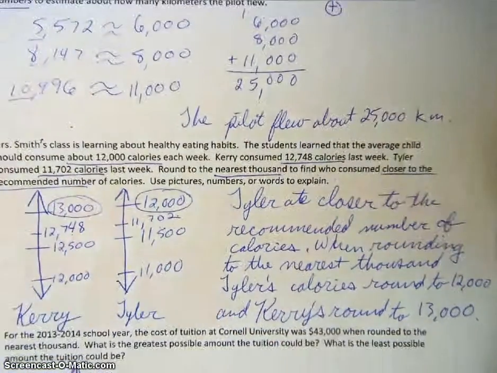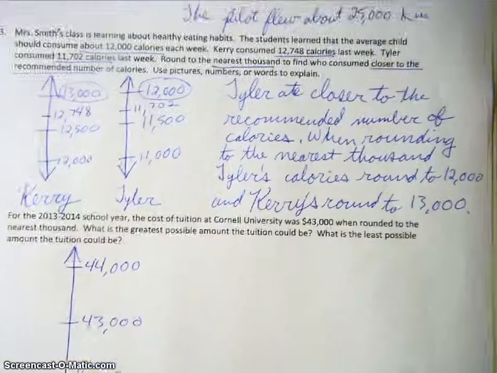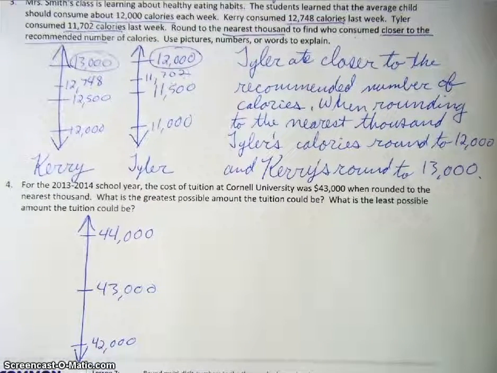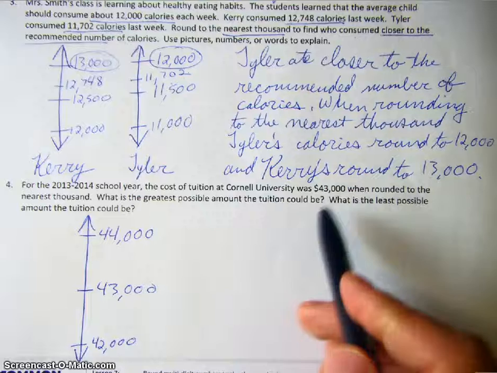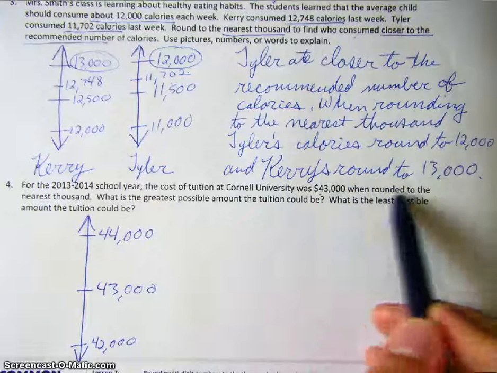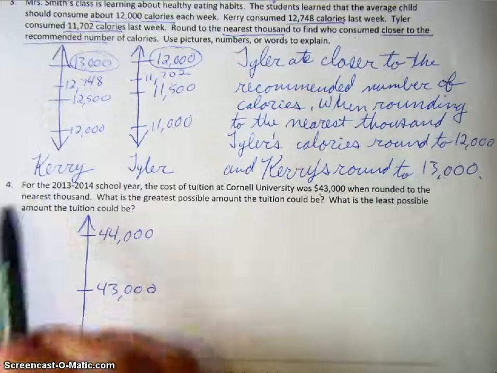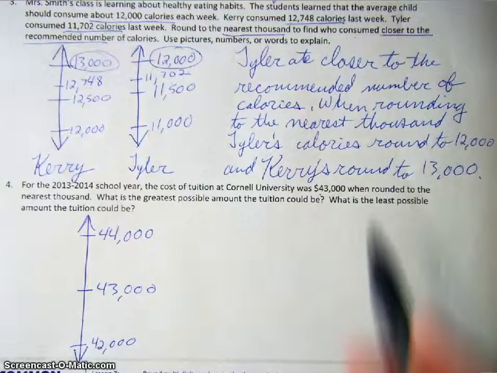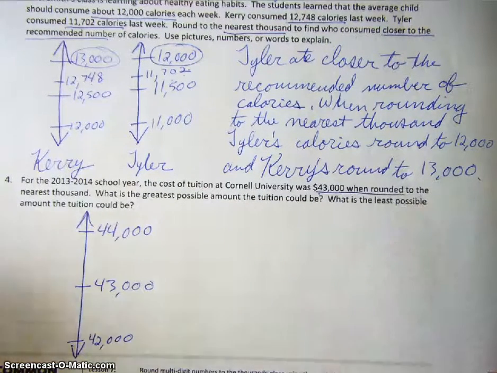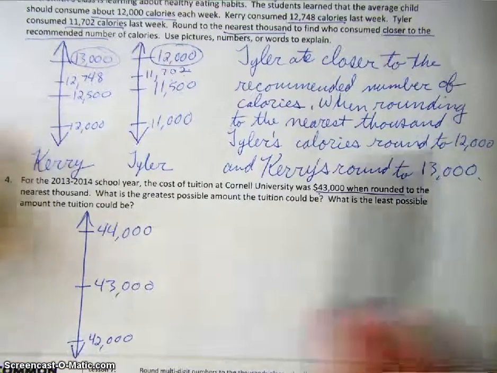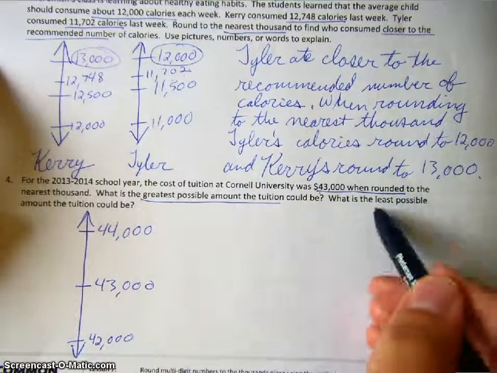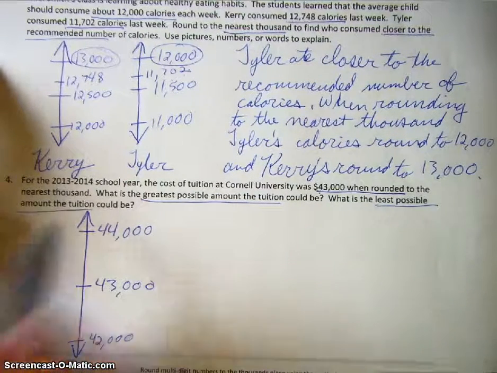Our final one here, number 4. For the 2013-2014 school year, the cost of tuition at Cornell University was $43,000 when rounded to the nearest thousand. This one's a little bit different because they're giving us the rounded number. What is the greatest possible amount the tuition could be? And what is the least possible amount the tuition could be?